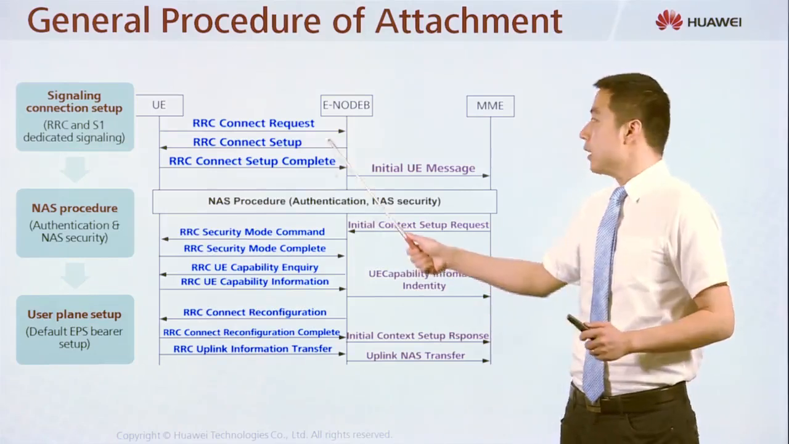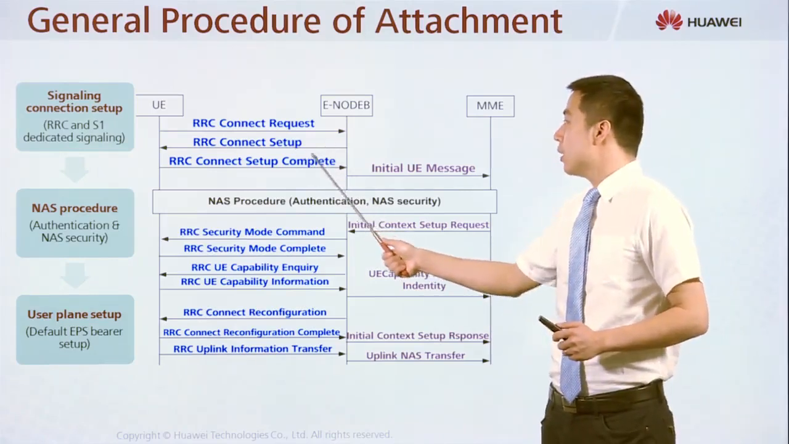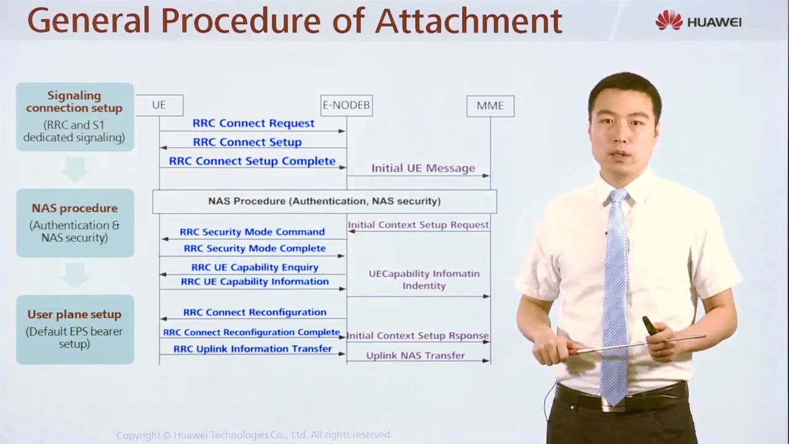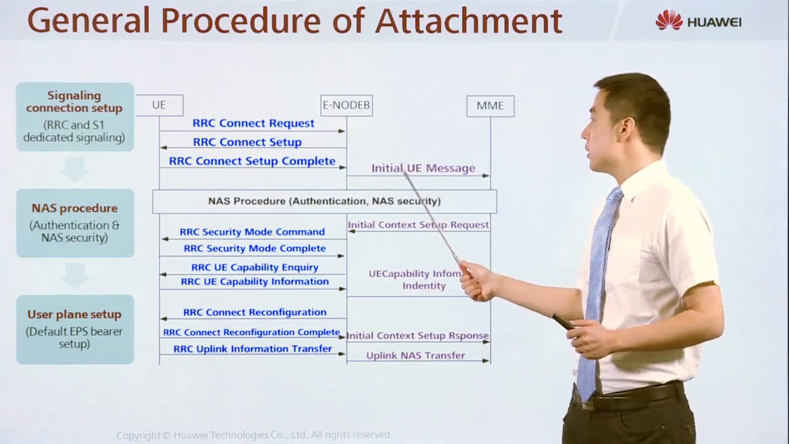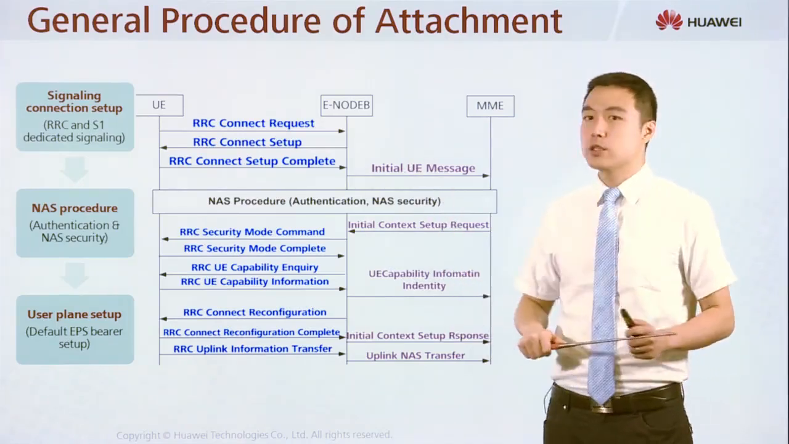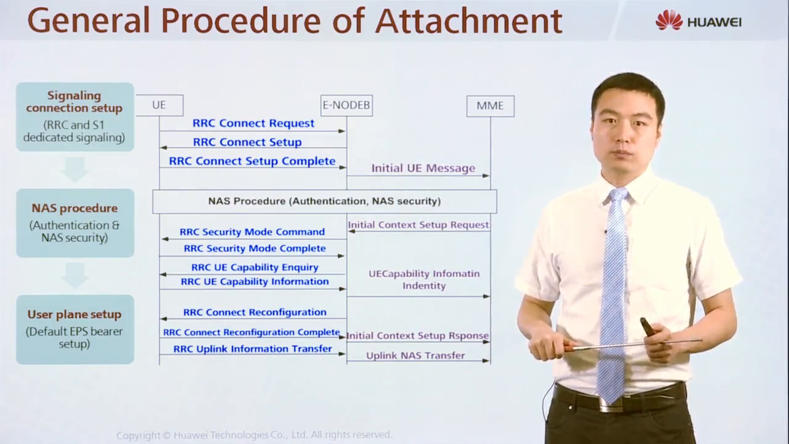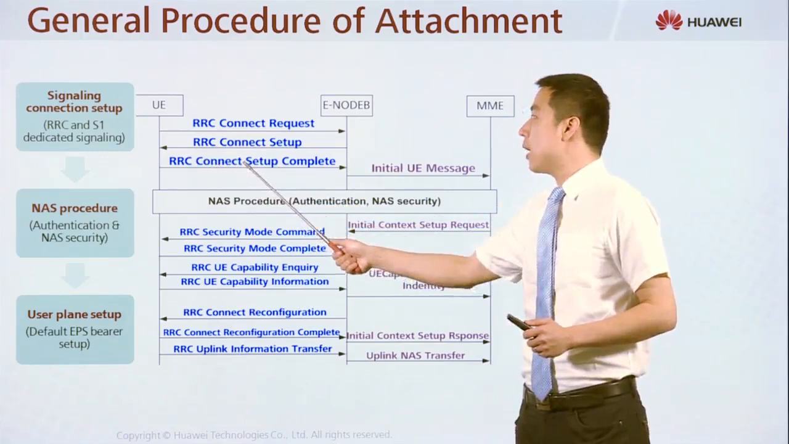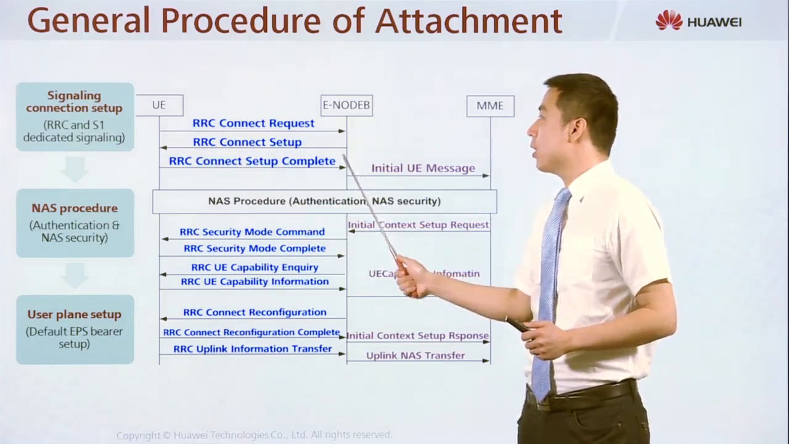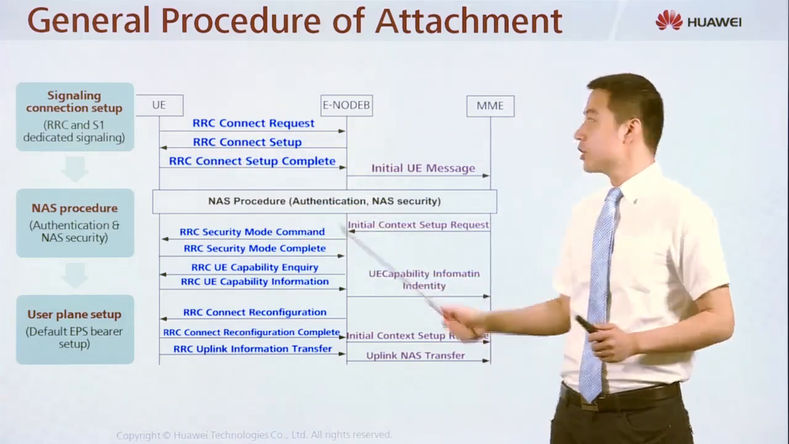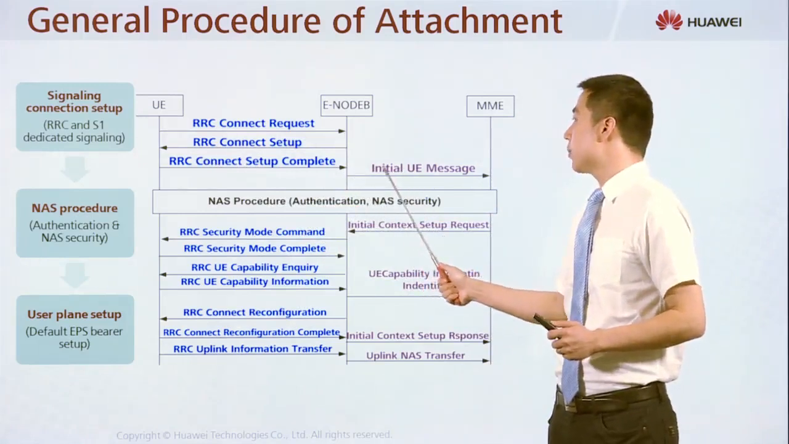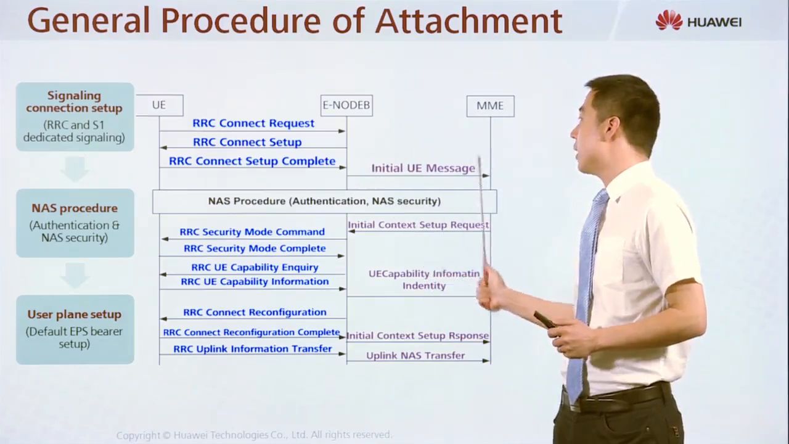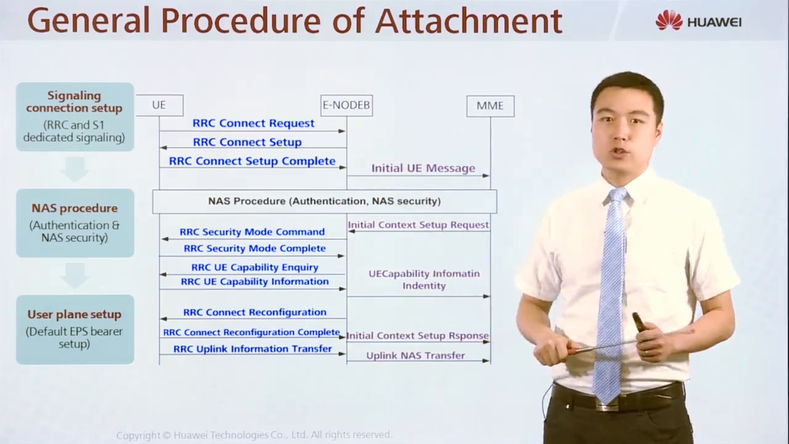Encapsulated here means the RC connection setup complete message is just like a box. This initial UE message is just like the product inside the box. UE sends the box to the eNode B. eNode B opens the box, fetches the product, and forwards this message to the MME. And this is the initial UE message.